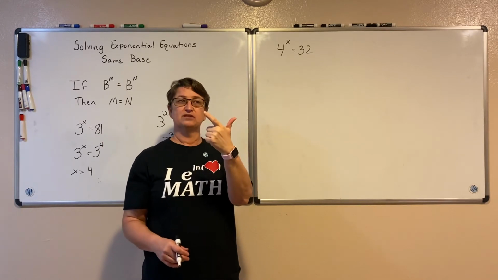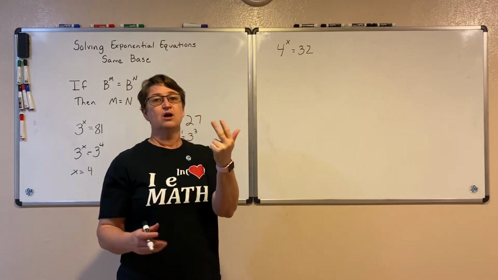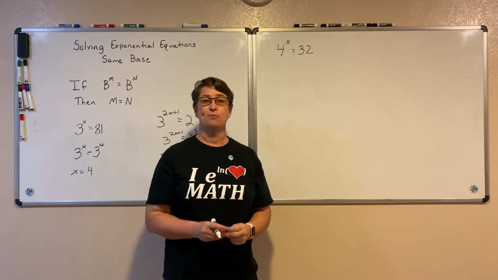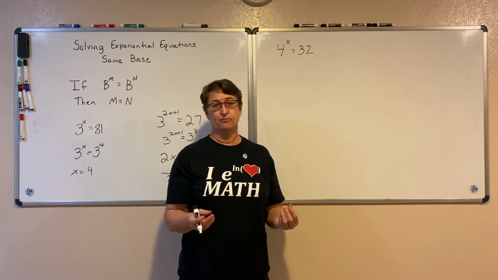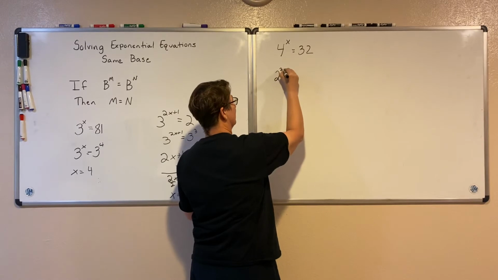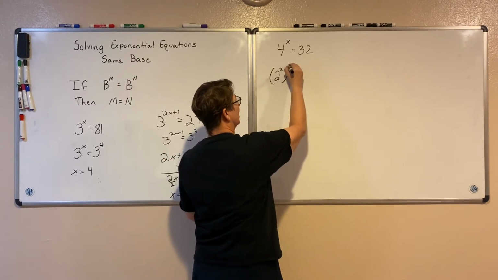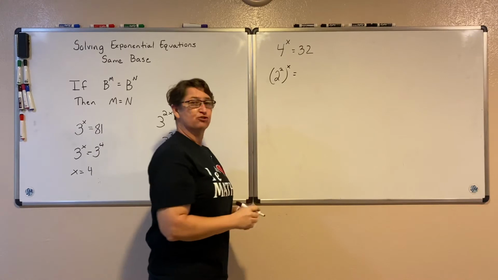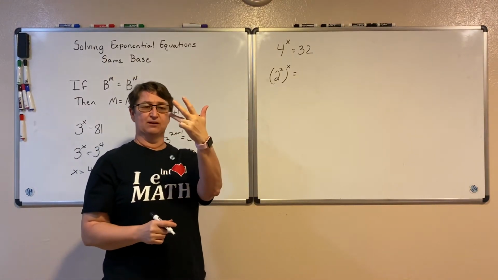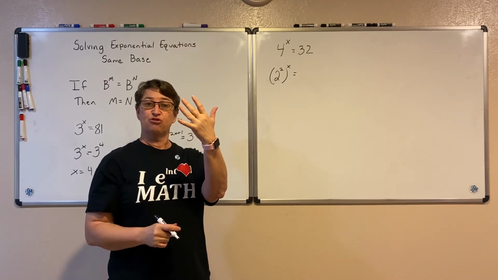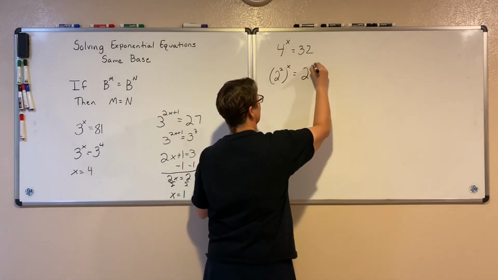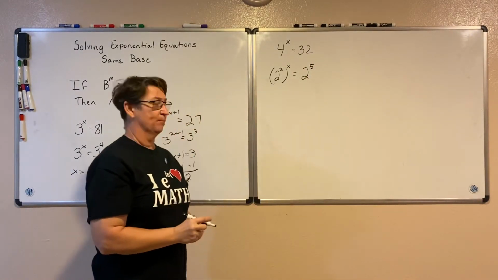4 times 4 is 16, times 4 is 64. Oh no, it didn't work with a base of 4, but maybe there's another base that I can write both of them with. For instance, this 4 could be rewritten as 2 squared. So 2 squared to the x. Well, that 32 could be written as 2 times 2 is 4, times 2 is 8, times 2 is 16, times 2 is 32. 2 to the 5th power gives me 32. So I could rewrite that as 2 to the 5th power.